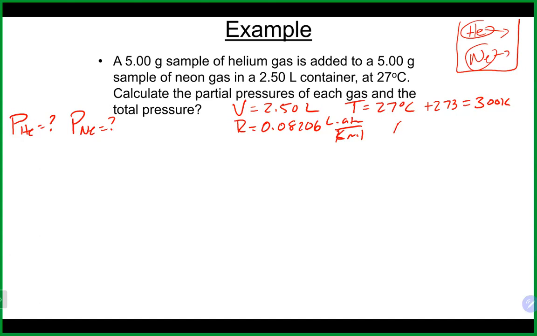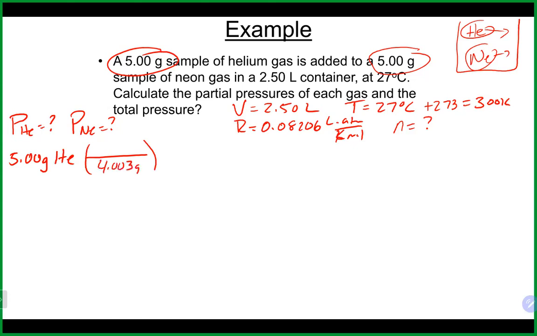Really, the only thing we're missing to help us solve this is n, and that is where the grams come into play here. We know the grams of each of the elements that are present, so we could use the molar mass from the periodic table to do that conversion. If we convert 5 grams of helium using the molar mass, that is 4.003 grams per mole of helium. That would get us 5 divided by 4.003, which gives us 1.25 moles of helium.